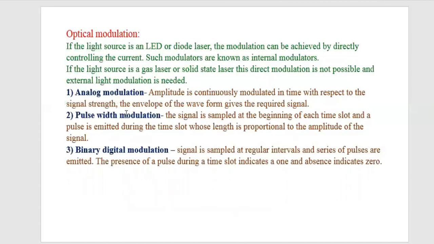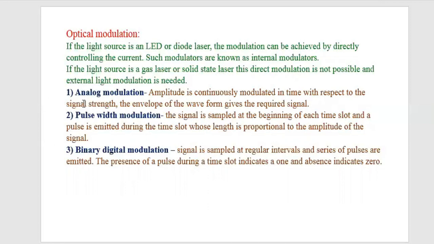Then, how does optical modulation take place? If LEDs and diode lasers are used, the modulation is achieved by them directly. In semiconductor diode lasers or LEDs, no external modulators are necessary. They can be directly modulated, which is called internal modulation. But if laser light is used, like gas lasers or solid state lasers, direct modulation can't take place, so external light modulation is needed.